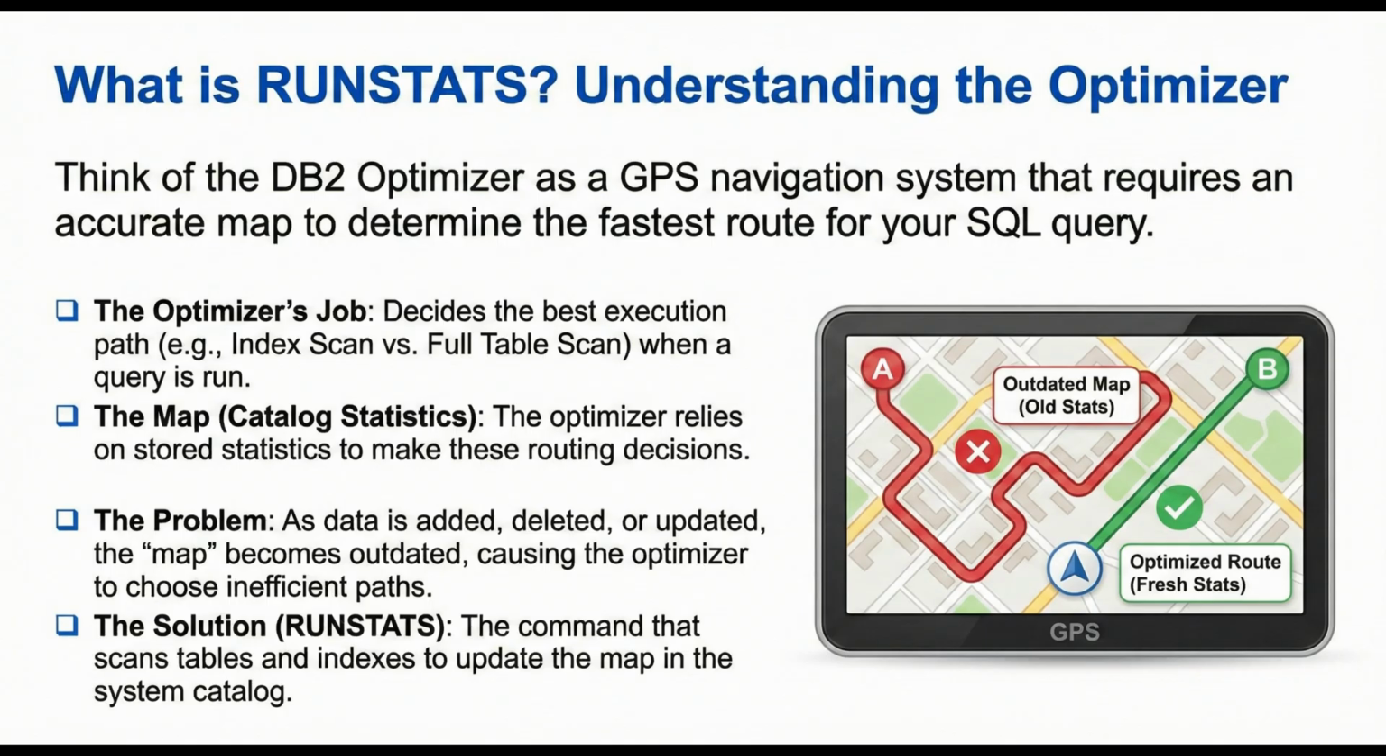However, as you add, delete, or update data, that map becomes outdated. The roads change. If the map isn't updated, the GPS, your optimizer, might send your query down a slow, inefficient path. RUNSTATS is the command that updates that map. It scans your tables and indexes and records vital information into the system catalog tables. Here is what it actually collects.